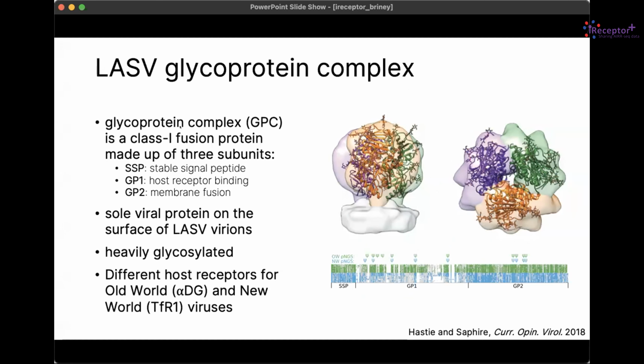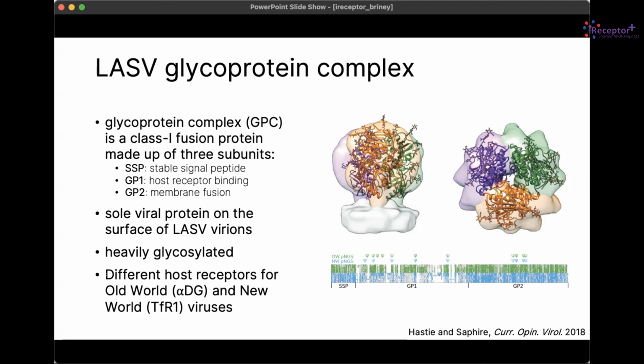There are 3 subunits: a stable signal peptide, which interestingly, in the case of Lassa, actually remains incorporated with the glycoprotein even following cleavage; GP1, which is the host receptor binding portion of the protein; and GP2, which is membrane fusion. So it forms a fairly standard looking stalk and stem with the bulbous part of the protein, which is the receptor binding portion. This is a fairly standard looking glycoprotein if you're used to using antiviral antibodies.